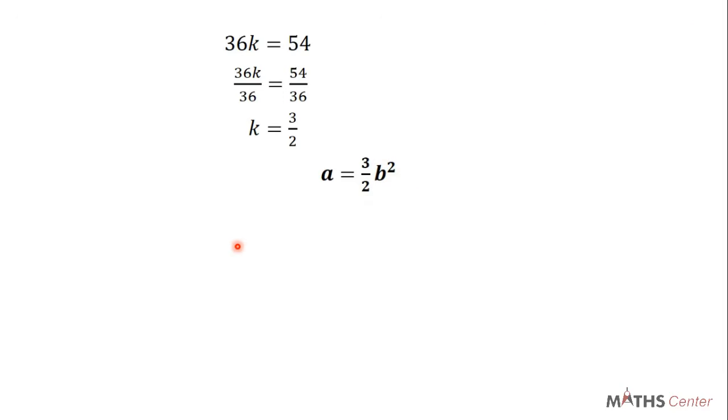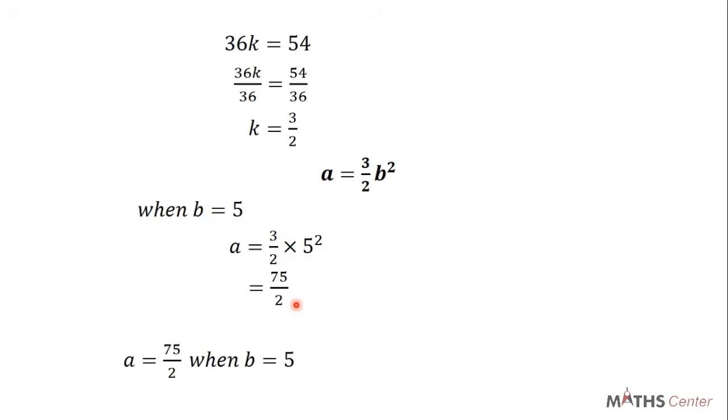The question says that we should find the value of a when b is equal to 5. So when b is equal to 5, a will be equal to 3 divided by 2 times b, which is now 5, so 5 squared. And this will give us 75 divided by 2. So we can say that a is 75 divided by 2 when b is equal to 5.